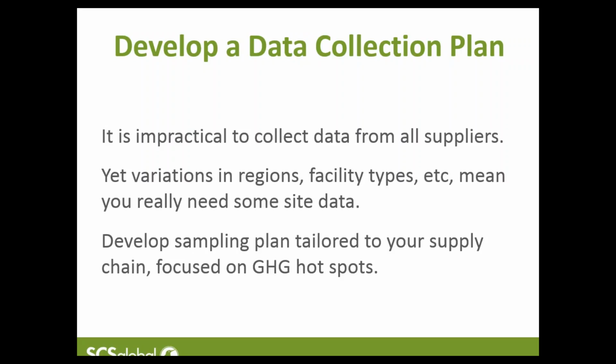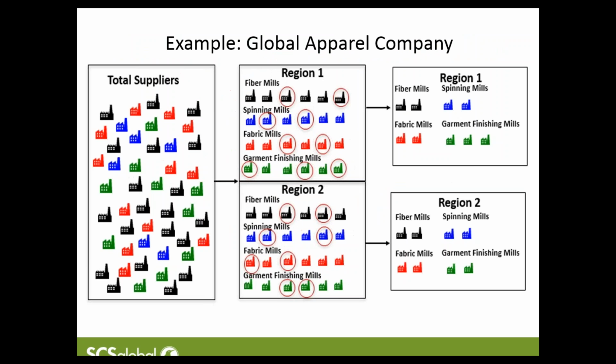Once you've done this screening, you can then develop what we call a sampling plan tailored to your supply chain, again, focused on the greenhouse gas hotspots. Here is an example of this exercise that we worked through with a global apparel company. We first started by investigating all of the suppliers for this apparel company, which you can see on the left-hand side. That was then categorized into regions and types of suppliers: fiber mills, spinning mills, fabric mills, garment and finishing mills in these different regions.